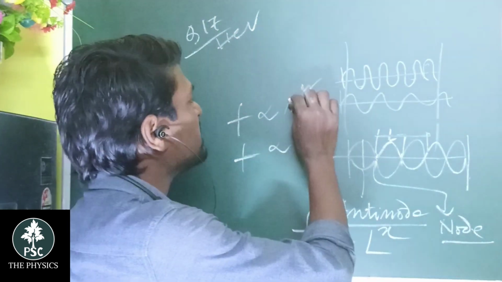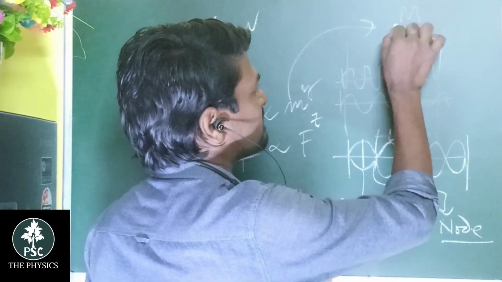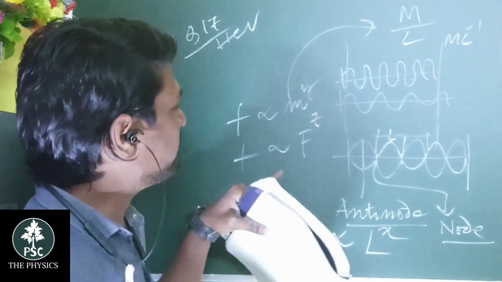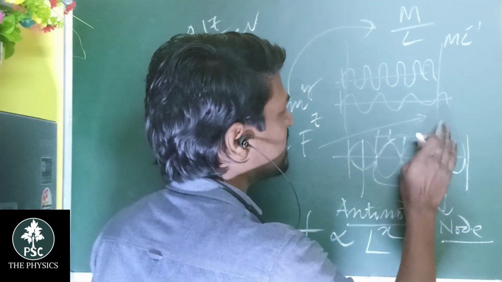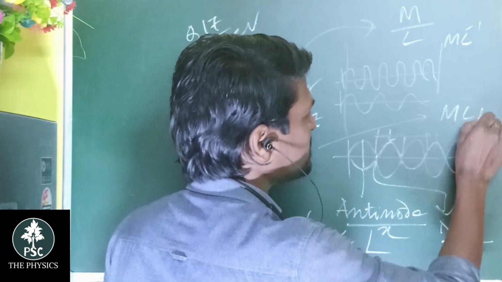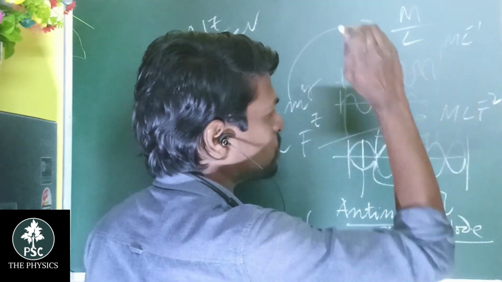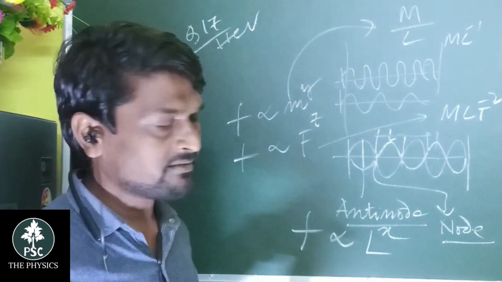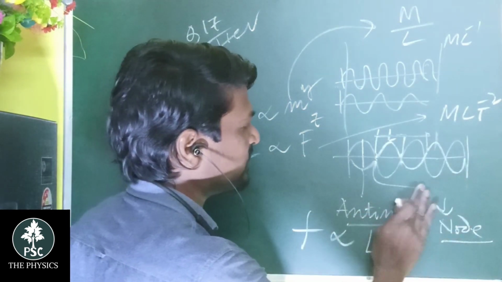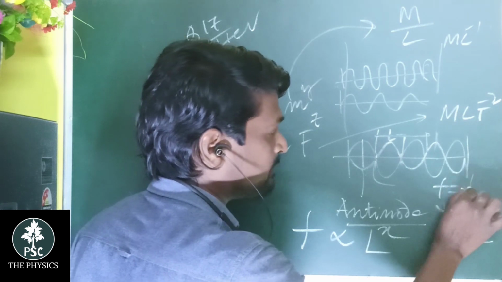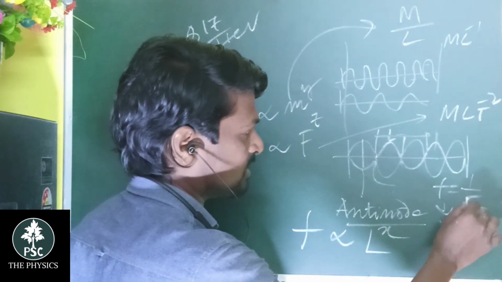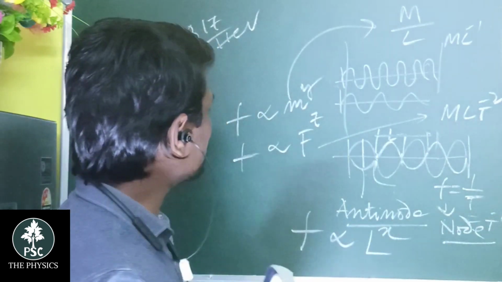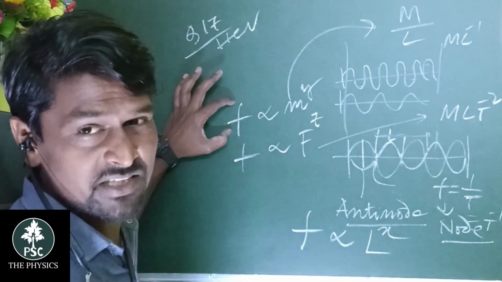So what is the dimension of it? Mass by length, that is ML^-1. And frequency, force, you know what the dimension of force is, that is MLT^-2. And what about length? Length is L. And frequency, what is frequency? Frequency means 1 by time period, so it is T^-1. So the dimension of frequency is T^-1.